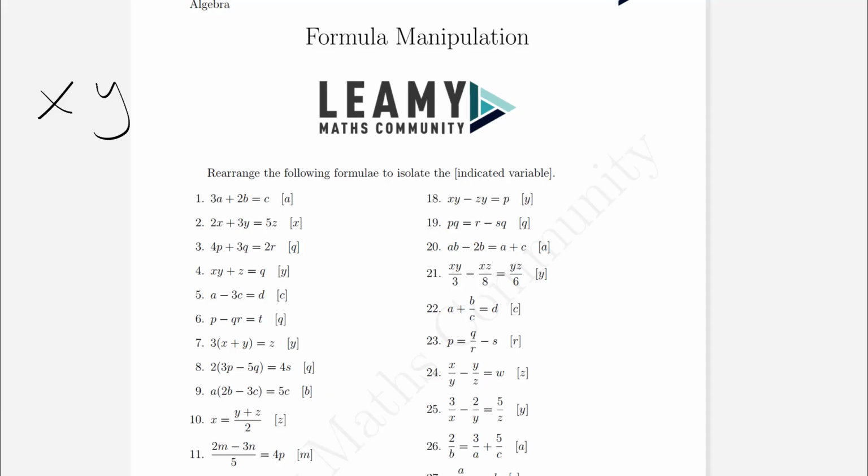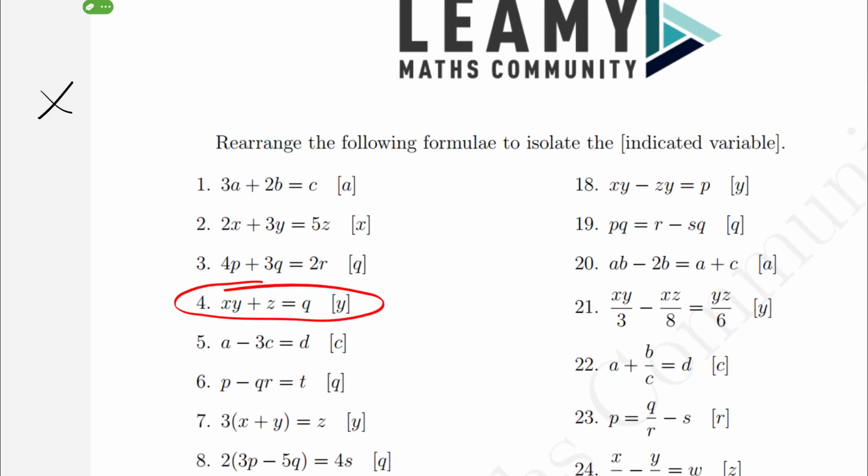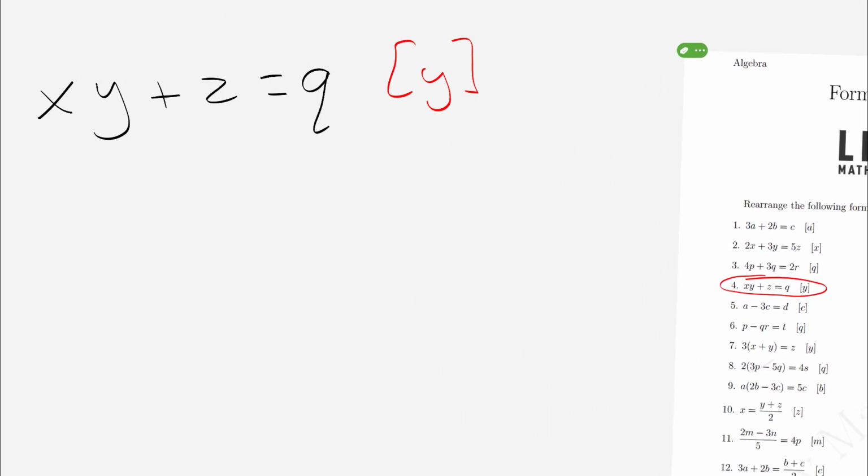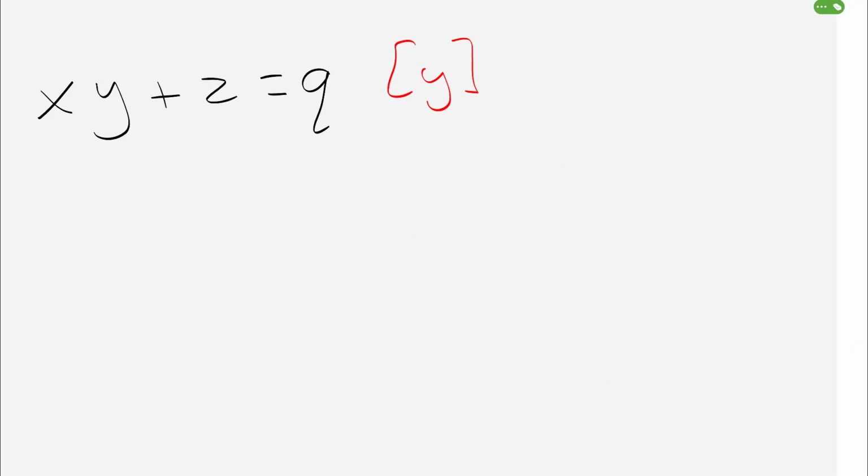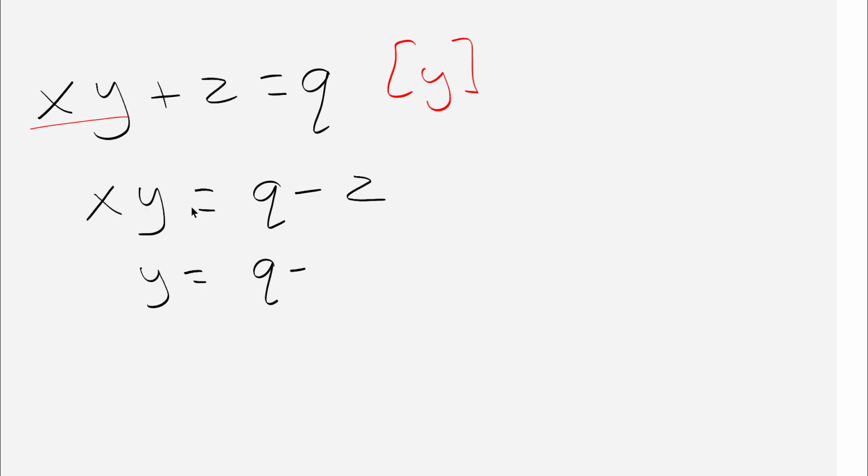Let's have a look at another simple enough example. The next one I'll go through with you is question 4 here. xy plus z is equal to q, and we want to find y on its own. So the term z we can get rid of first, subtract it to the other side. So xy is equal to q minus z. Then to get y on its own, right now it's multiplied by x, so I need to divide both sides by x. So therefore y is going to be q minus z, all over x.